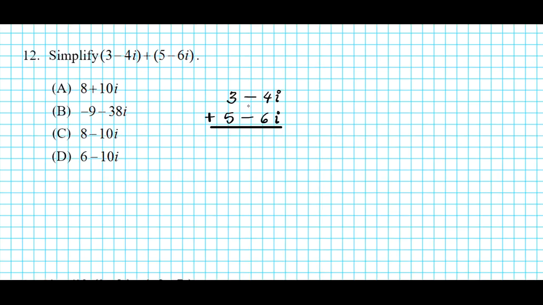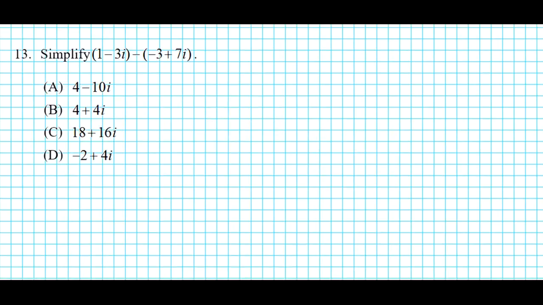The operation here is plus. 3 plus 5 is 8. Negative 4i plus negative 6i. Signs are the same. You add and keep the sign. Negative 10i. Answer is option letter C for number 12.